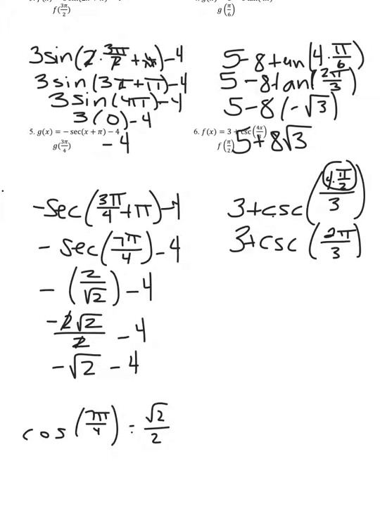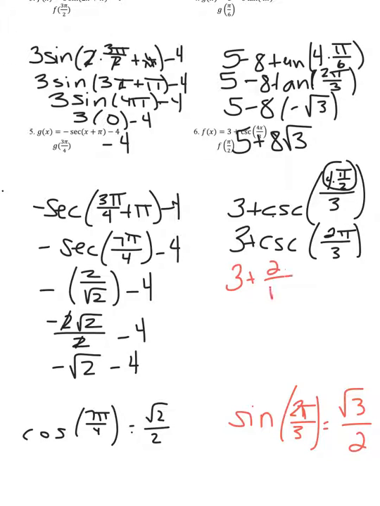So same thing here, I'm going to have to do a little bit of side work on the bottom because I can't type this reciprocal function into my calculator. So I need to do the sine of 2 pi over 3, to get the exact value. You should get the square root of 3 over 2. But up here, you're going to do the reciprocal. So this is 3 plus 2 over the square root of 3.